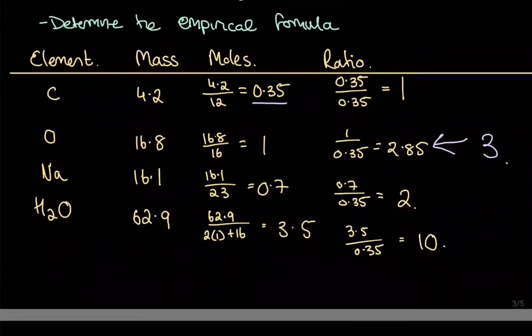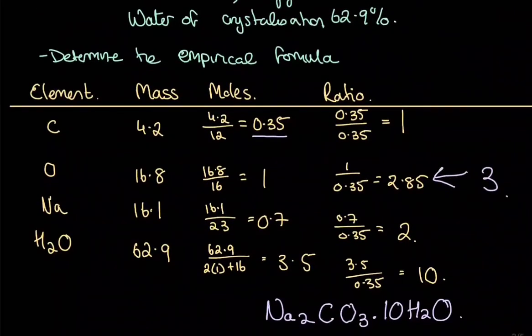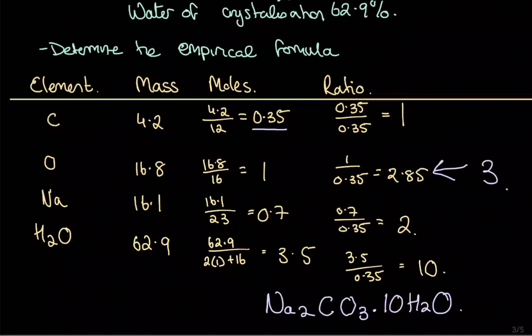Remember, this gives us the empirical formula, the ratios. C1, sodium 2, C1, oxygen 3, dot, so water of crystallization, the dot goes there. And then we have the 10 waters. So there's your empirical formula for that. Now, if it was asking for the molecular formula, it would give you the relative molecular mass, and you'd need to figure out what number you need to multiply this whole compound by to get the molecular mass. Okay, that's that for this video.